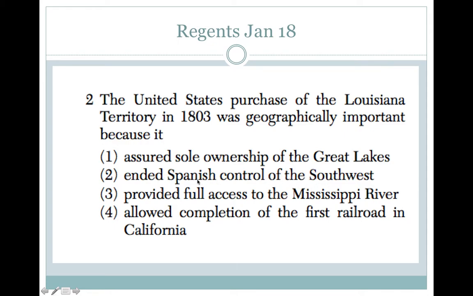Ended Spanish control of the Southwest. We know the Spanish are in the South. Let's say you had that one as a maybe, right? You weren't sure. Provide full access to the Mississippi River. Okay, we know the Mississippi River is in the area, so that's a maybe 2. And then 4, allowed completion of the first railroad to California. We know it wasn't in Cali, so we can take that one out. It's between 2 and 3. And 3 is going to be the best answer because it's going to provide full access to the Mississippi River, especially down south in the port of New Orleans.